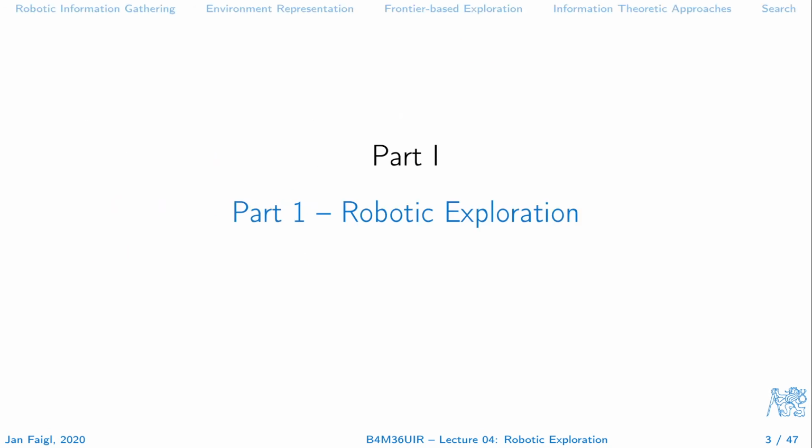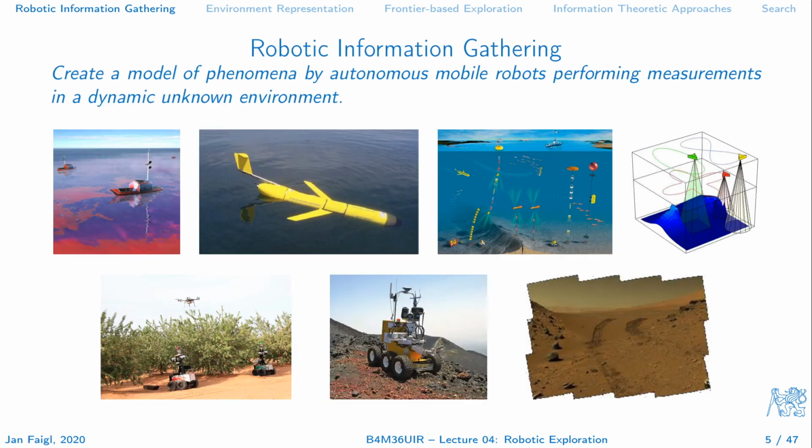So let's start with the robotic exploration and what is the robotic information gathering. We can imagine that we have different types of robots, maybe a team of robots, and we aim to create a model of some phenomena using these mobile robots, maybe autonomous mobile robots that perform measurements, and in general can perform these measurements in a dynamic and a priori unknown environment.